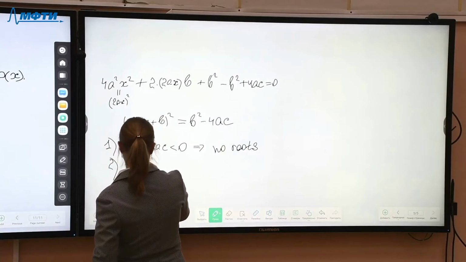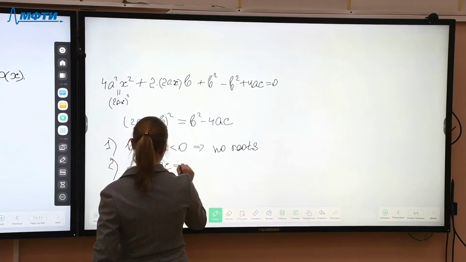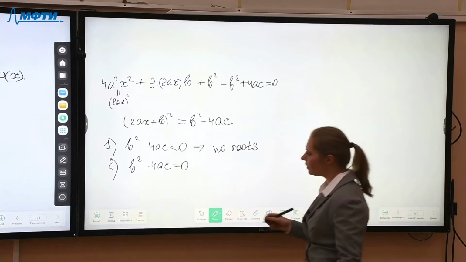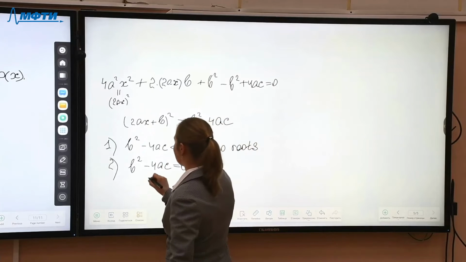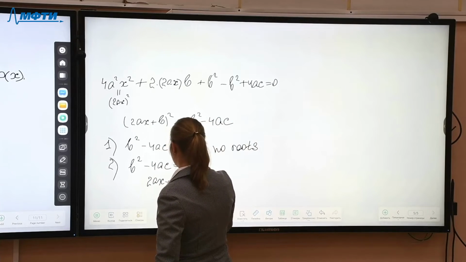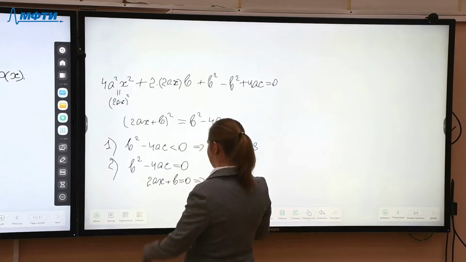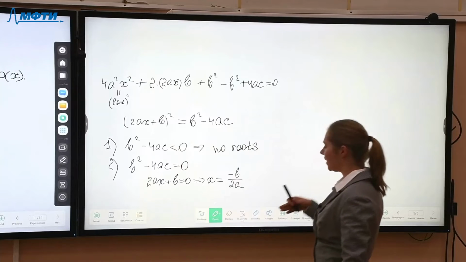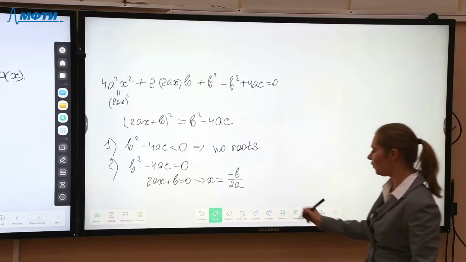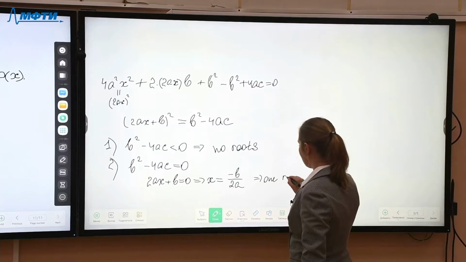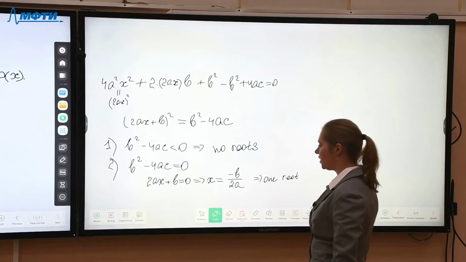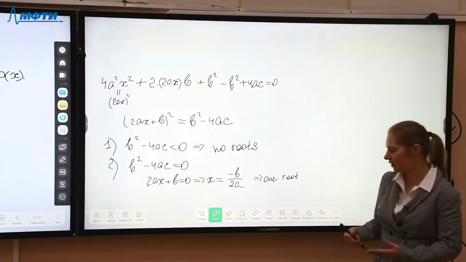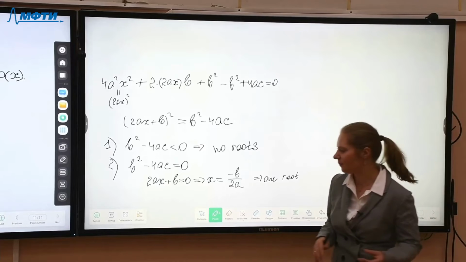Then if b squared minus 4ac is 0, we have that something squared is 0. It can be only when this something is 0. So 2ax plus b is 0. And from here we can find x is minus b over 2a. Again, a is not 0, so we can divide by a. We have one root. Well, actually, we can consider the situation that we have two roots, but they coincide. Or we can say that we have one root if we want to consider different roots.